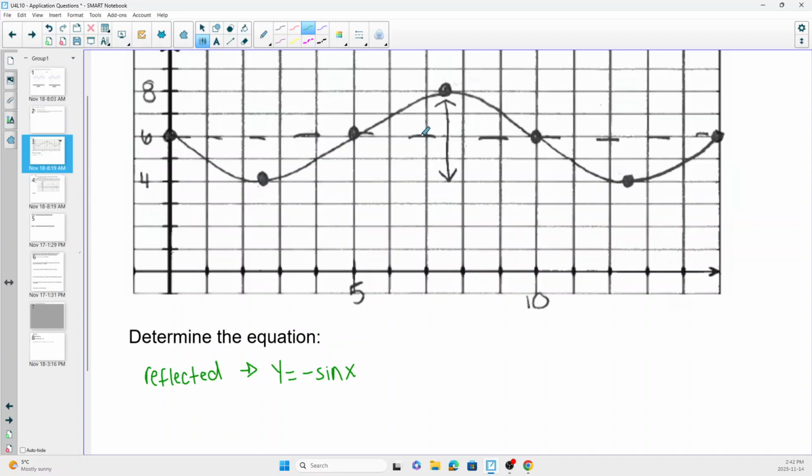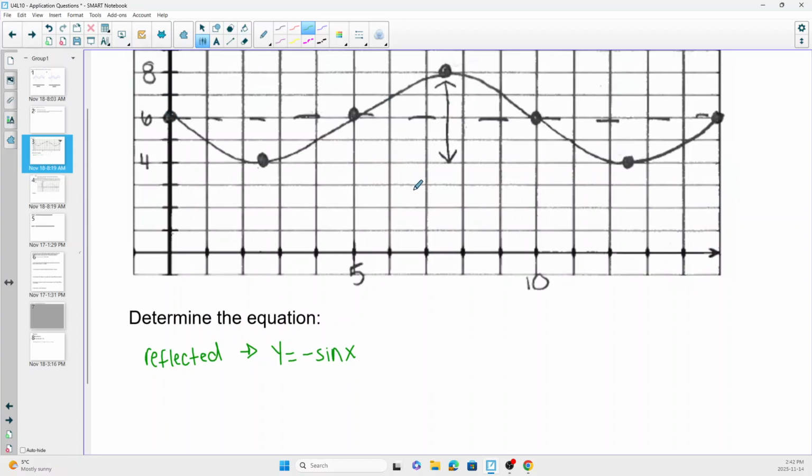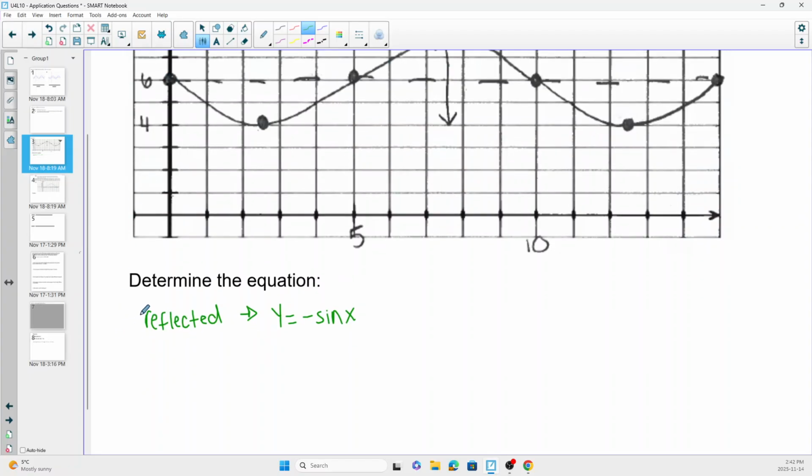So our amplitude is the distance from the midline to the max or the min, and we can see here that our midline is happening at a y value of 6, and our max is at 8. So we have a distance of 2, meaning the amplitude is 2. So if the amplitude is 2, we could say that our working equation is y equals negative 2 sine x rather than 1.